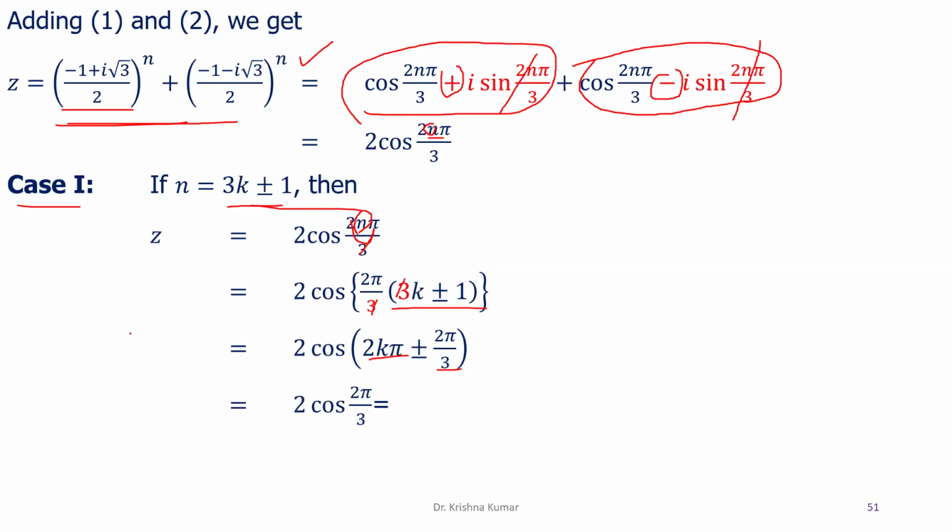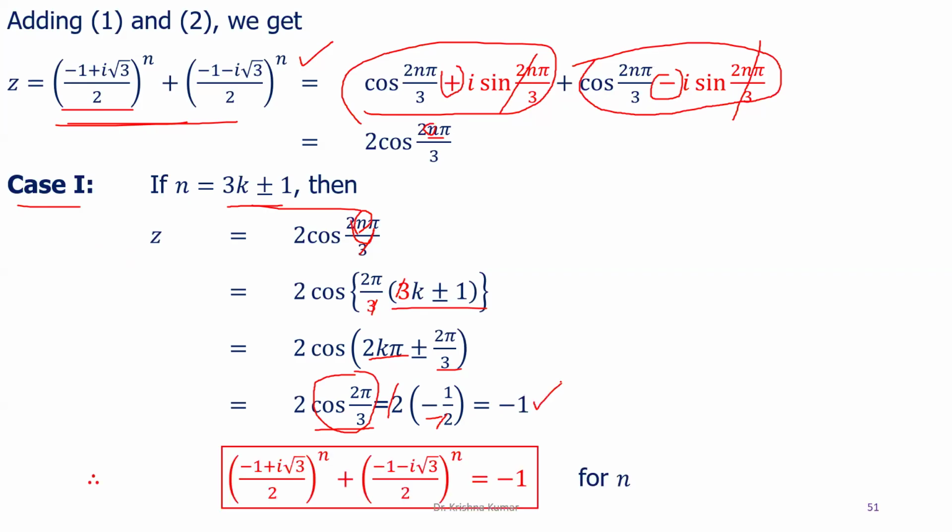Now, cos of 2kπ + theta is nothing but cos 2π/3. And we know that cos 2π/3 is -1/2. So 2 into -1/2 is equal to -1. Therefore, ((-1 + i√3)/2)^n + ((-1 - i√3)/2)^n is -1 for n = 3k ± 1. So this is our first result.